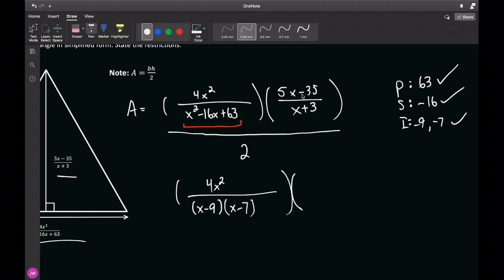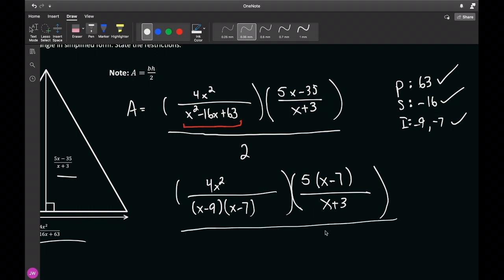Then let's factor out the 5 in the top here. We're going to be left with x minus 7, and then we're going to have this x plus 3 here. And then this is all going to be divided by 2. So I'm just going to start canceling this out. We can cancel this out. We can cancel this out.